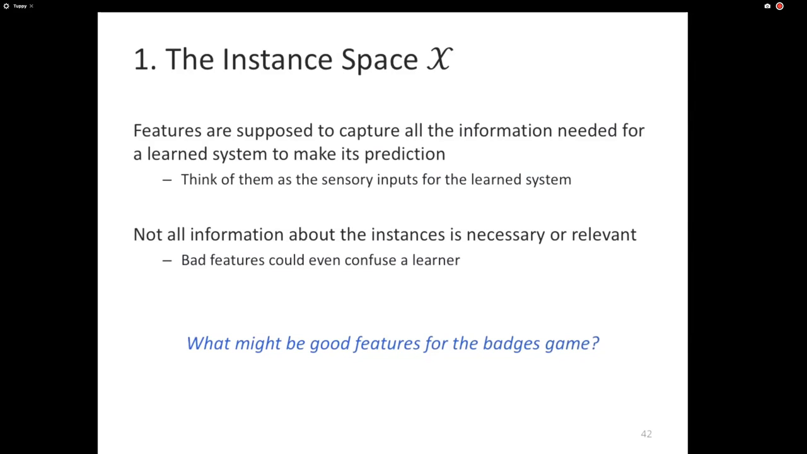A feature function is just a function that takes an instance and converts it to a feature. It takes an instance and converts it into the vector space. So what might be some feature functions? What might be some features for the badges game?